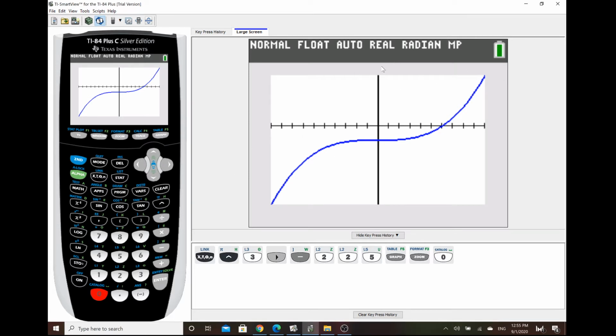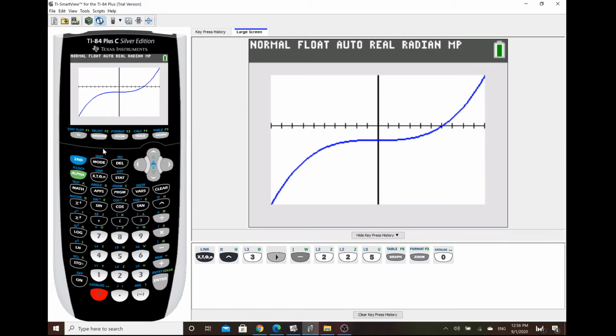As you can see, the y-axis is pretty thick because there's no specific scale, so we just want to zoom in. You may notice that this point here would be the x-intercept, and then here's the y-intercept. I'm going to show you how to find those in a minute.